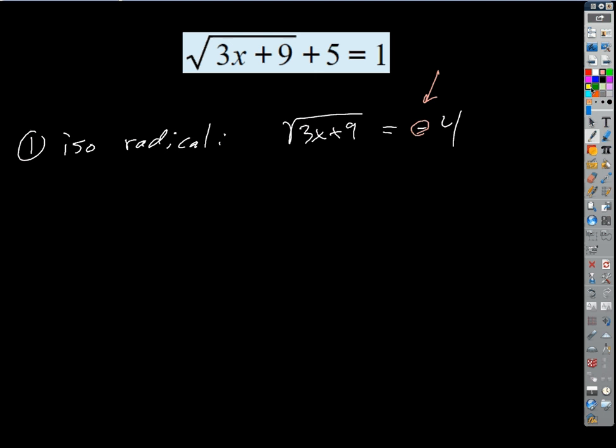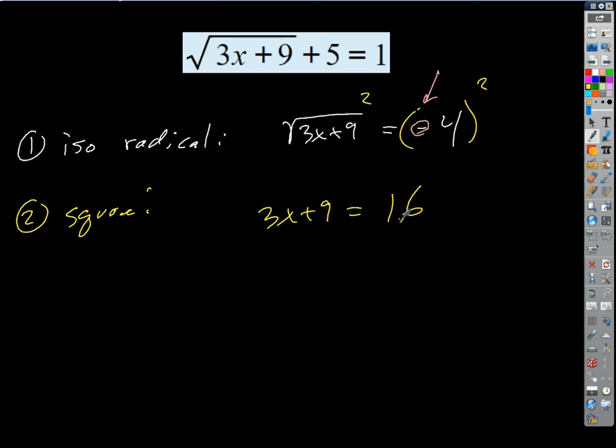What's step 2? Square it. So if I square both sides, that's going to undo the square root, so I'm going to get 3x plus 9 equals, what's negative 4 squared? 16. So now I solve for x, right? Solve and check. So what are the 2 steps in order?